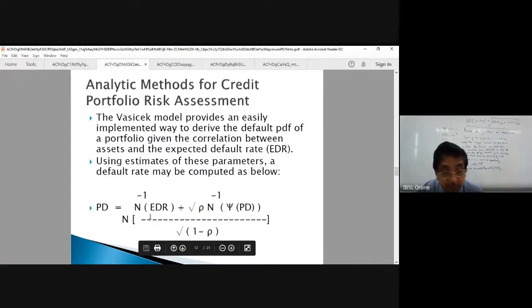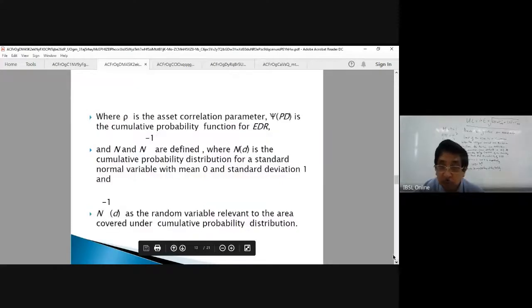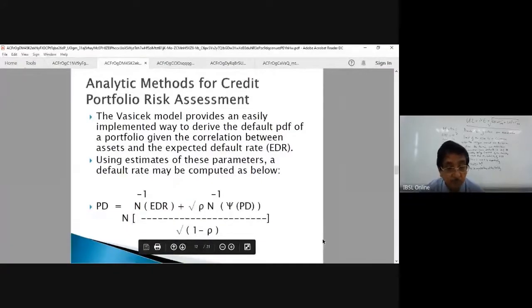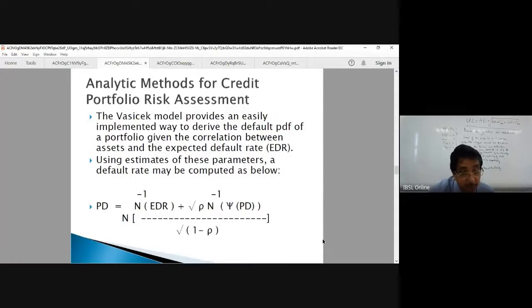Now, this is the probability of default of a portfolio where each loan's expected default rate is known. And not only that, we should know the cumulative probability function of probability of default of the portfolio. Cumulative probability function we call it. That is given in psi(PD).